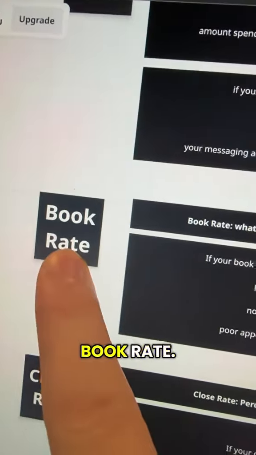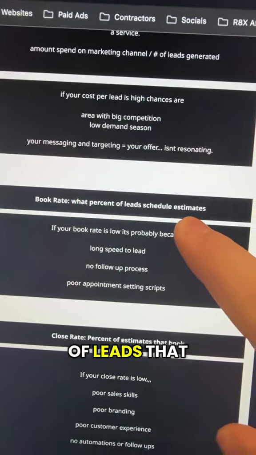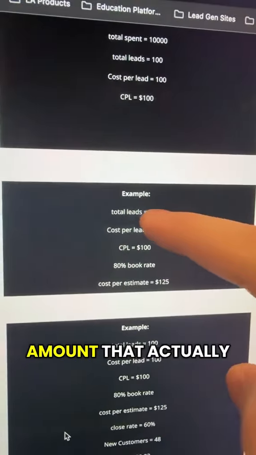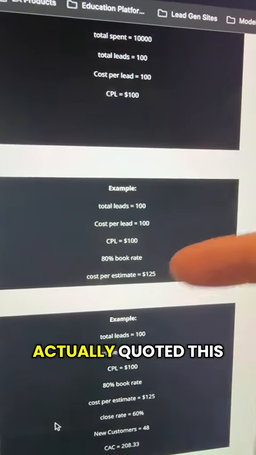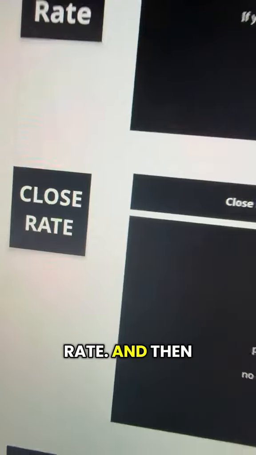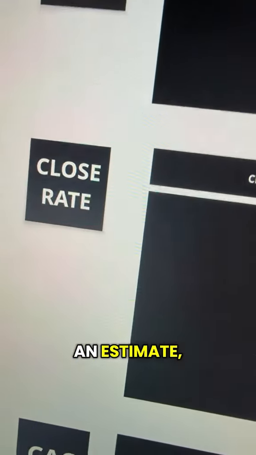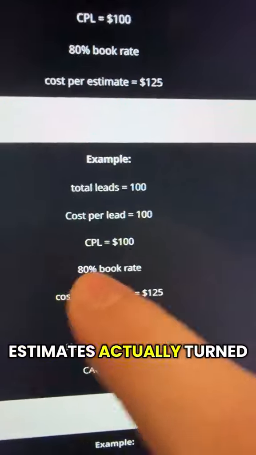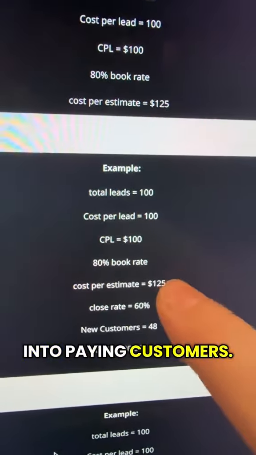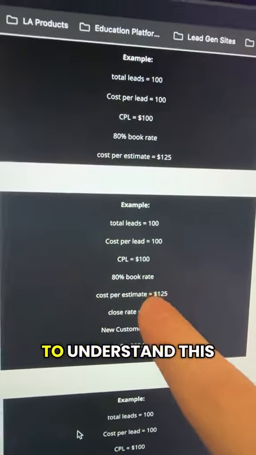Next up is your book rate. So this is the total amount of leads that were generated compared to the amount that actually booked an estimate, or you went out and did a property walk, actually quoted this person for their service. And then obviously after you've submitted an estimate, the next key thing to understand is your close rate. This is how many of those estimates actually turned into paying customers. That's your close rate. Super important to understand this one.